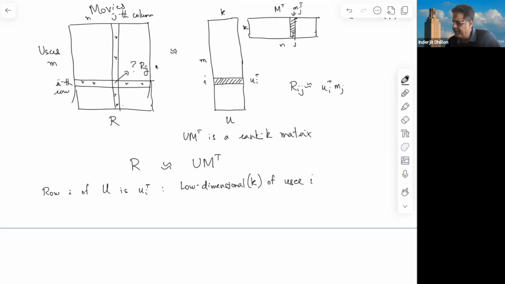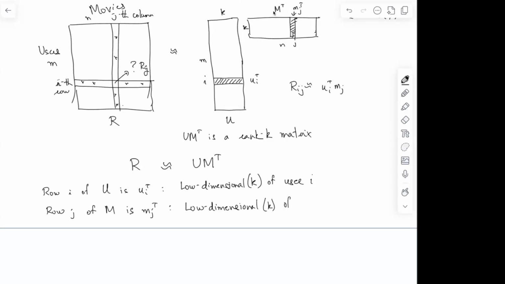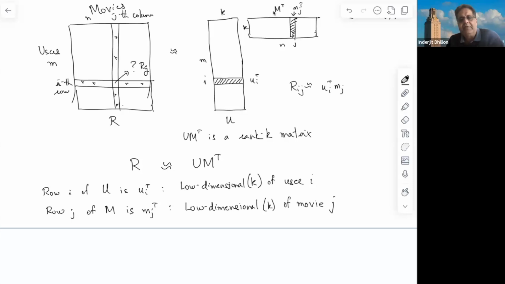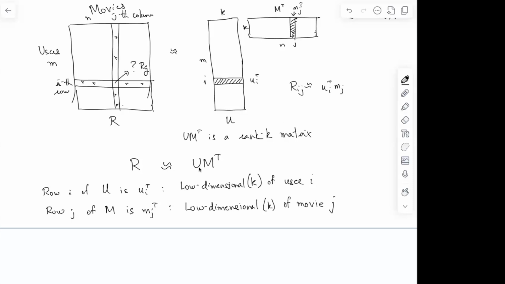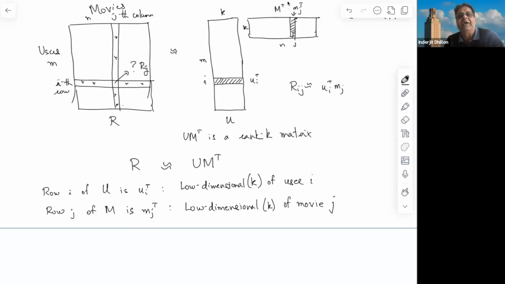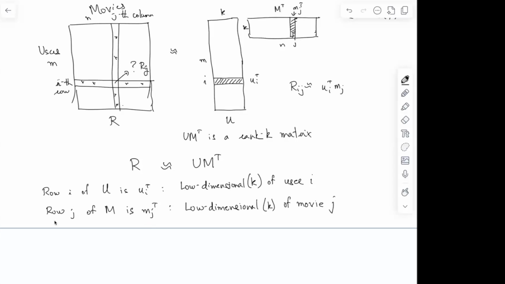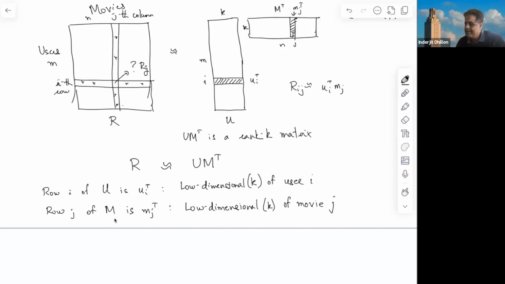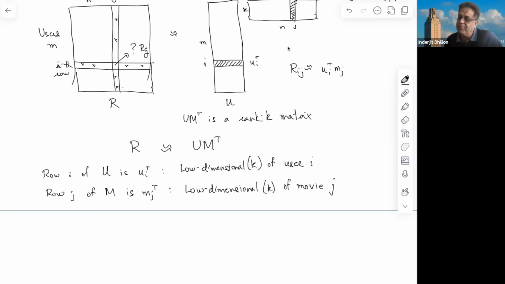Okay. Similarly, this is M transpose, so I can say that row j of matrix M is Mj transpose. Okay, and this is the low dimensional. Is it the jth movie row or the jth column? No. So just keep in mind the notation I'm using. This is M transpose. And over here, I said row j of M. Is that clear? Yes, thank you. So row j of M is the same as column j of M transpose.